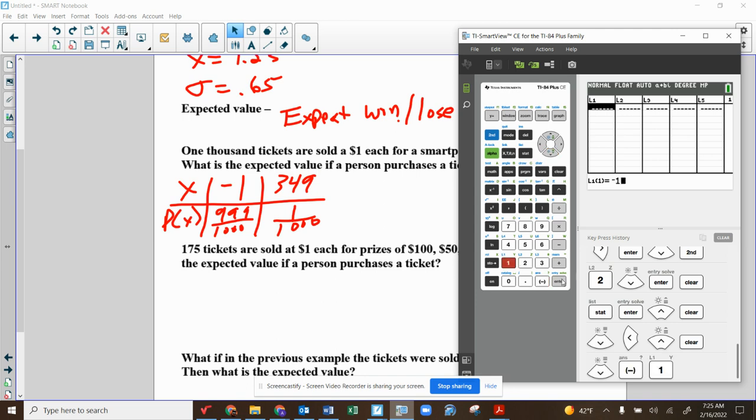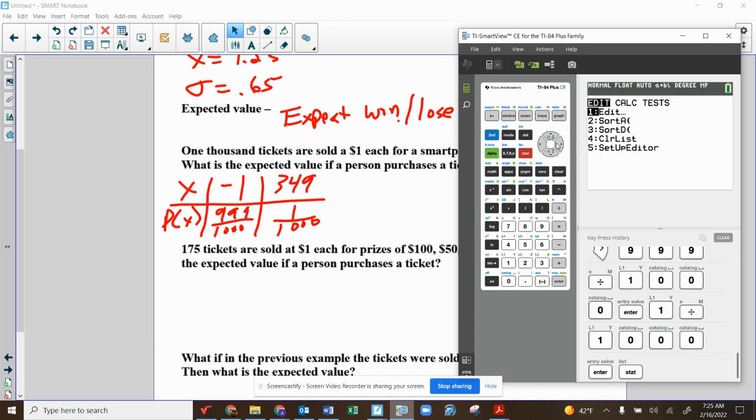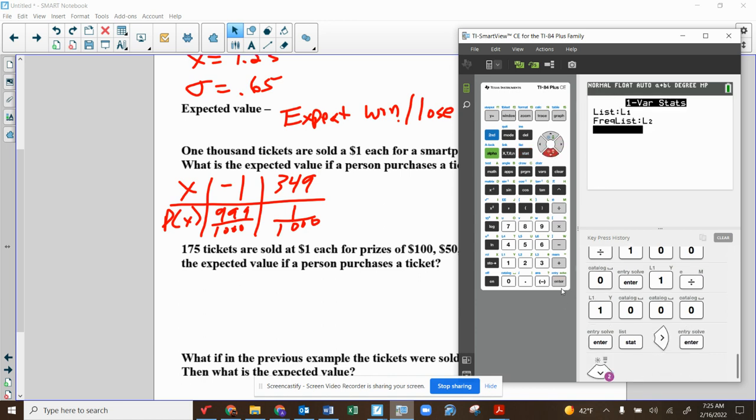So -1 and 349. Now watch when I type in the fractions on this one. I talked about that earlier. When you type in 999 divided by 1,000, it'll just convert it. It'll write it as a decimal there for you. You want to put it as the decimal, that's fine. It's just easy enough to type the fraction. That way you don't have to worry about what the decimal approximation is. Stat, calc, one var stats. Make sure that says L1 and L2, which it should if you already did it once. And then -0.65 is the mean.